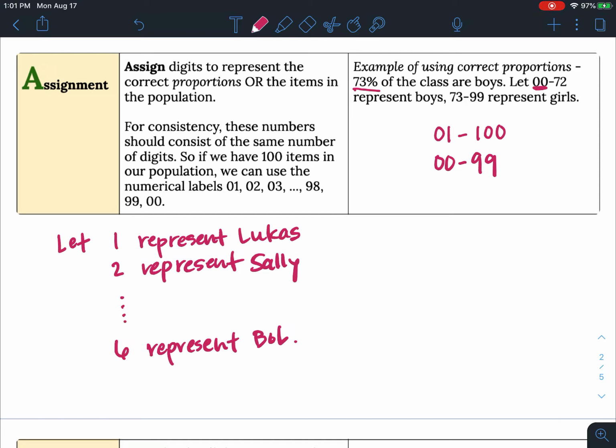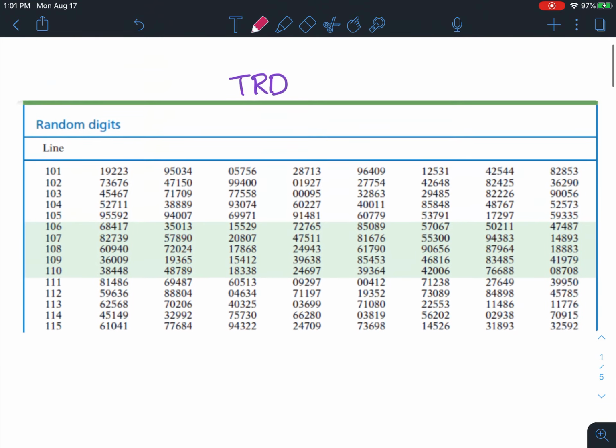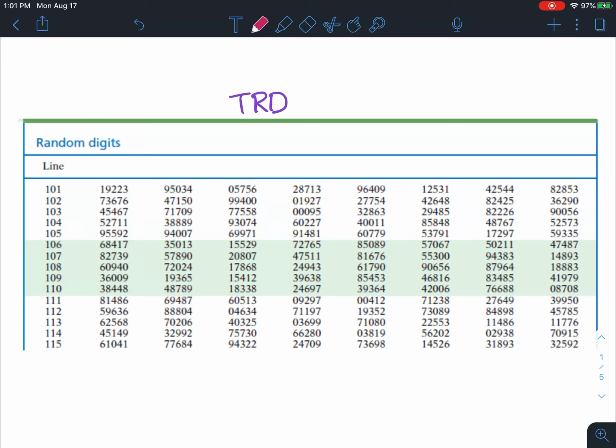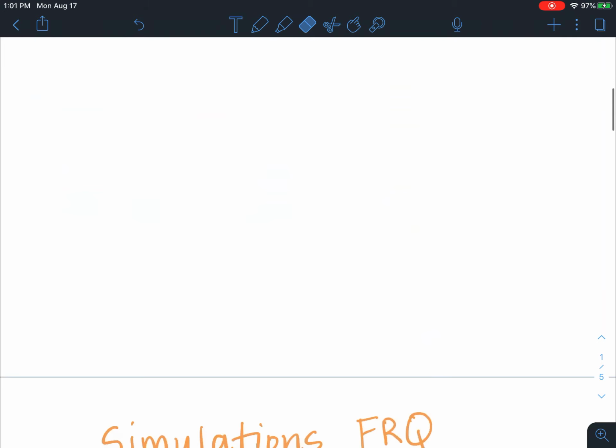Okay, one thing to note when we're using the TRD, we need to use the same number of digits every time. So I can't go by 1 digit and then all of a sudden switch over to 2 digits and then maybe to 3 digits. No, we have to either, for the whole simulation, go 1 digit at a time, 2 digits at a time, or 3 digits at a time. We've got to choose ahead of time.